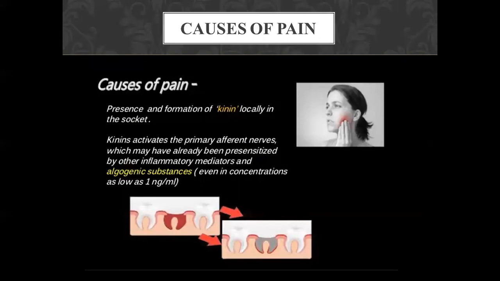So what is the main cause of the pain? Because of the formation of kinin in the socket, that kinin activates the primary afferent nerves, which may have already been pre-sensitized by other inflammatory mediators and algogenic substances. Even at a concentration as low as 1 nanogram per ml, that kinin will cause pain in patients with a dry socket.